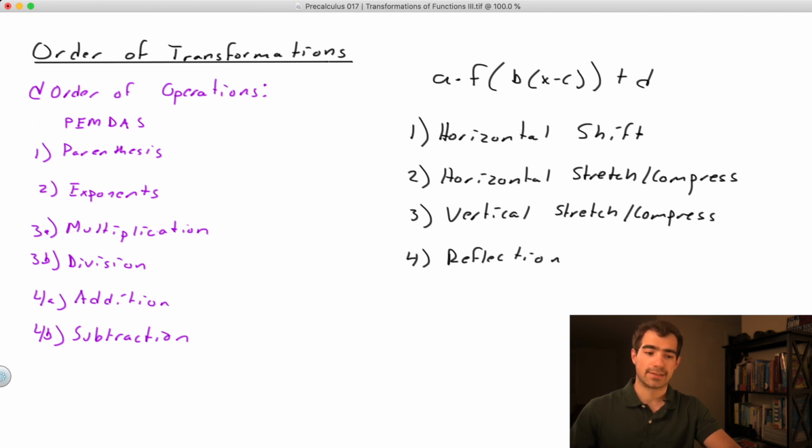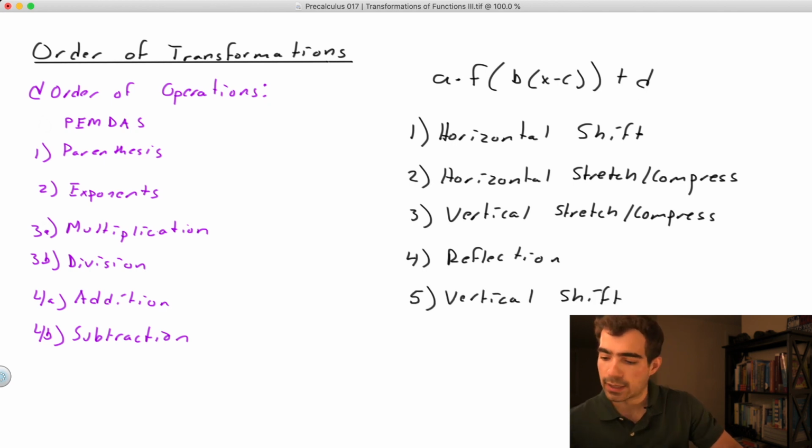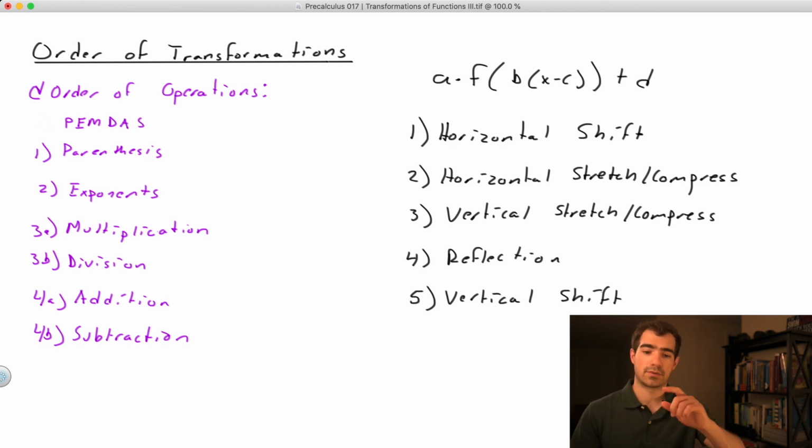And lastly, after we've done everything in parentheses, we've done all of our multiplication, then we'll take a look at the addition and subtraction, in this case just the plus d, which is our vertical shift. And so our order of transformations will be horizontal shift, compressions and stretches, reflection, and then vertical shift.